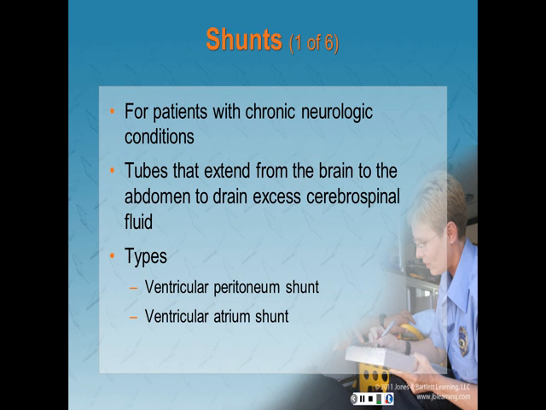Shunts are for patients with chronic neurologic conditions. These are tubes that extend from the brain to the abdomen to drain excess cerebrospinal fluid. There are two different types: a ventricular peritoneal shunt, which drains excess fluid from the ventricles of the brain into the peritoneum of the abdomen, and the ventricular atrium shunt, which drains excess fluid from the ventricles of the brain into the right atrium of the heart.